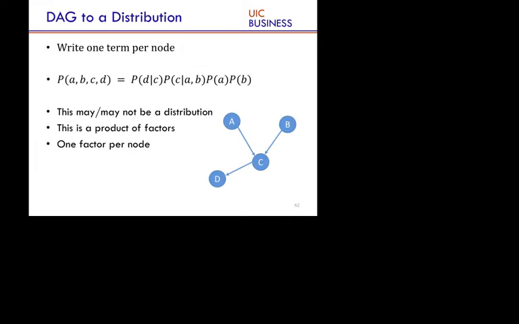Yeah, this was one, right? So from this graph, we just created some product, right? What I'm saying is that this will lead to some valid distribution. Okay, that's all.